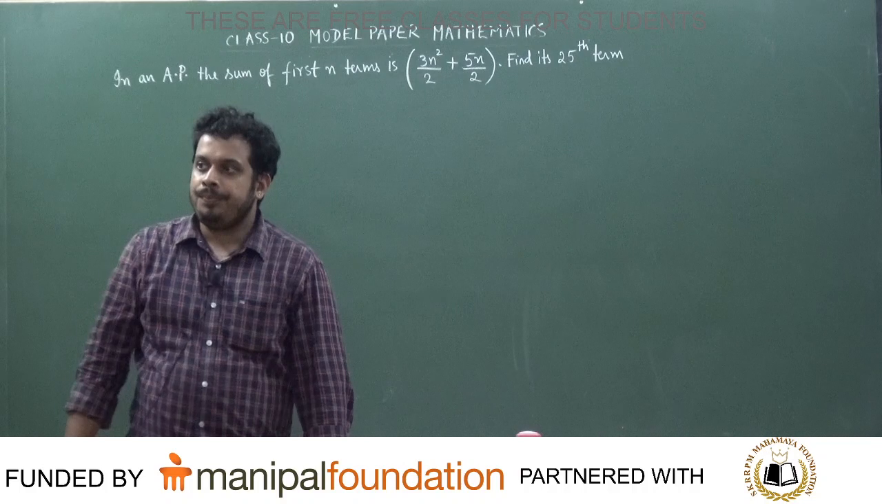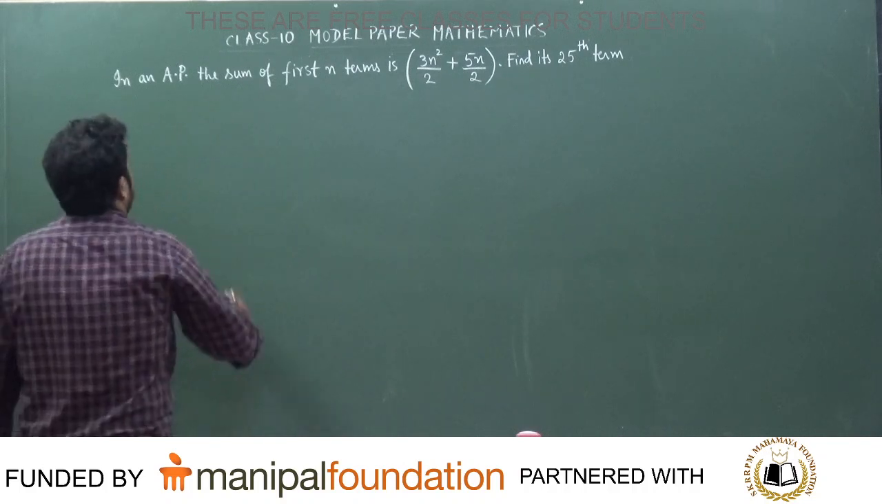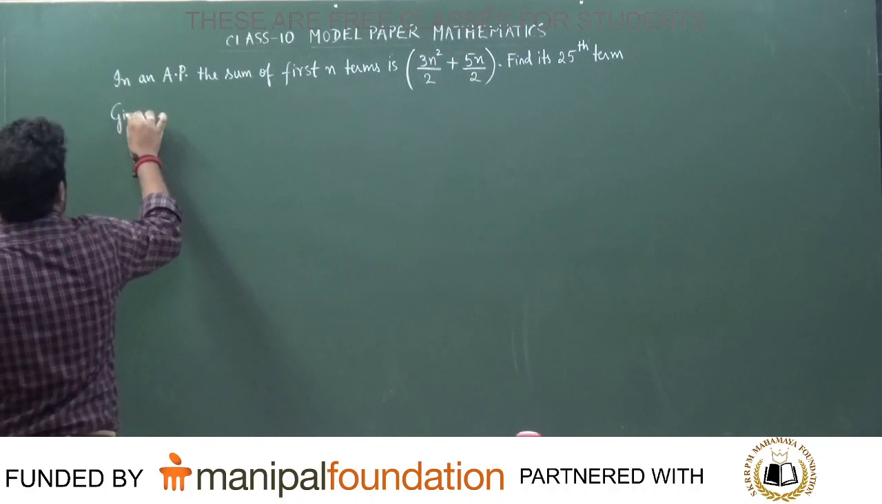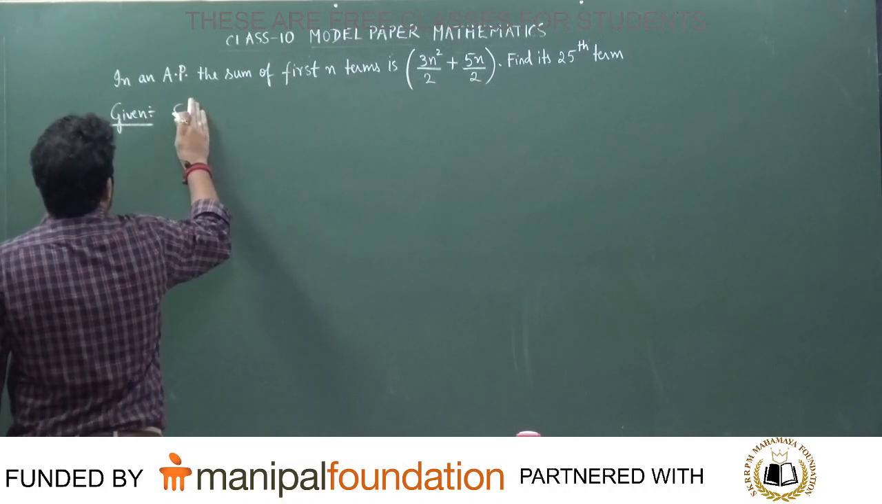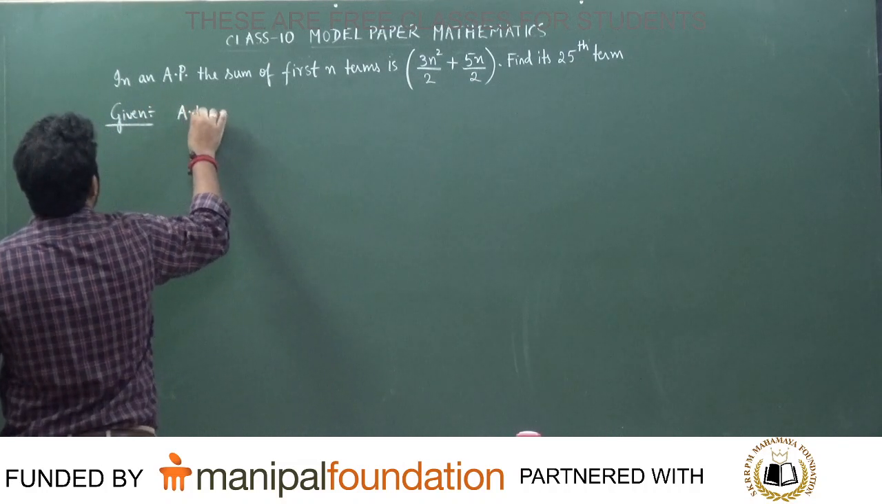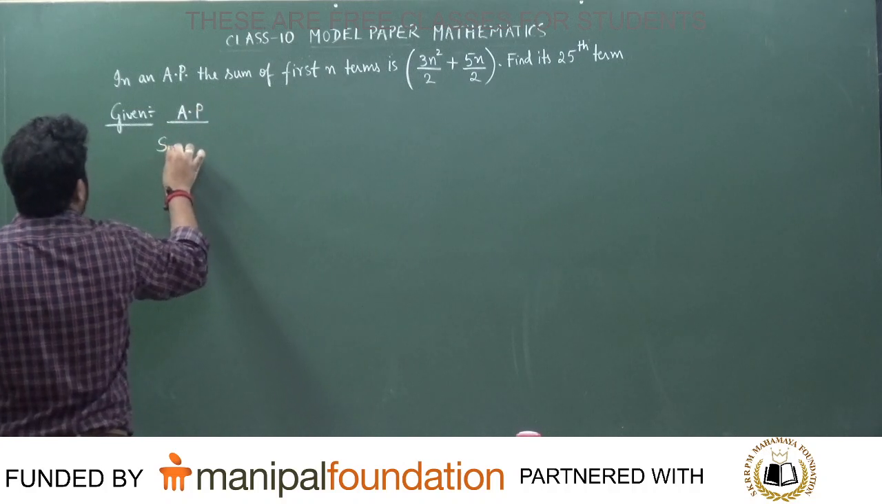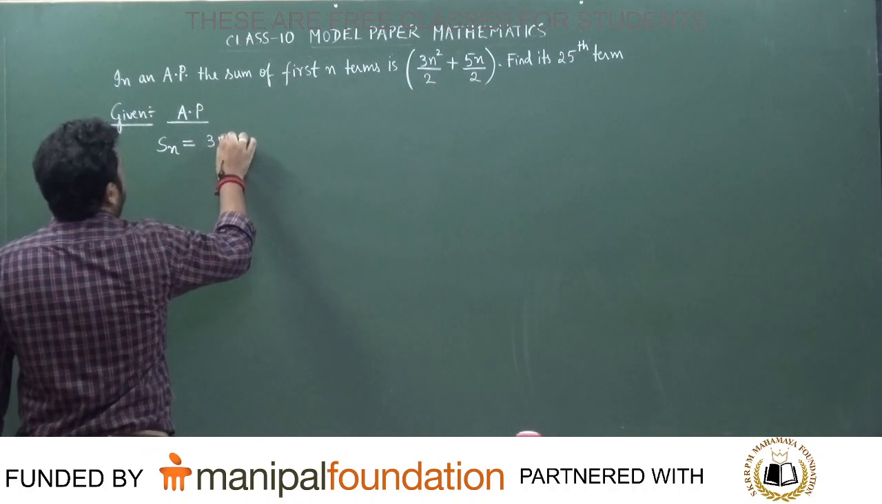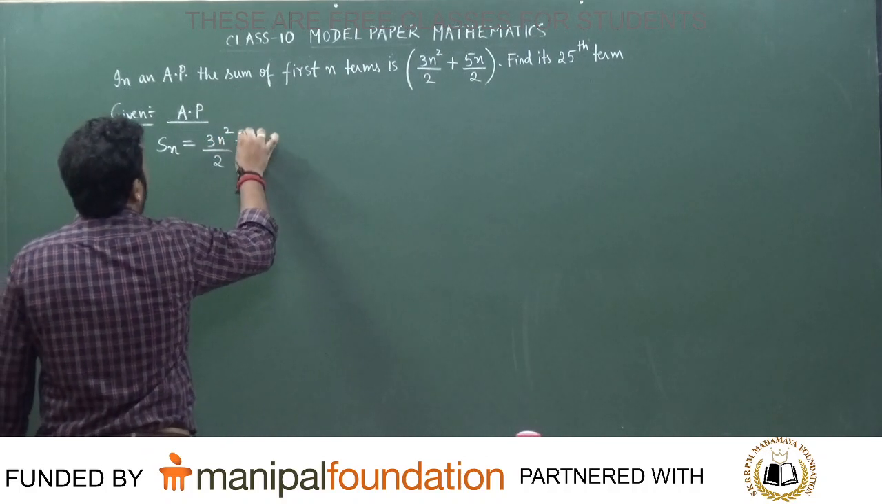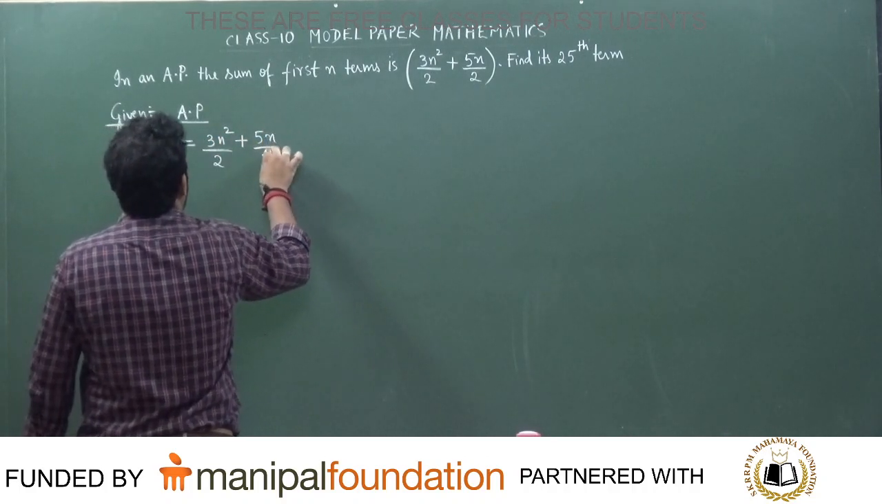Is it okay? What is given in the problem, students? So this question is important. All of you mark this and study how to solve this problem. Given in the problem, first of all we have to write, it is an arithmetic progression. The sum of first n terms, Sn, is given as 3n square divided by 2 plus 5n divided by 2.